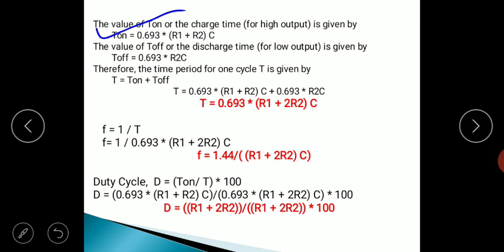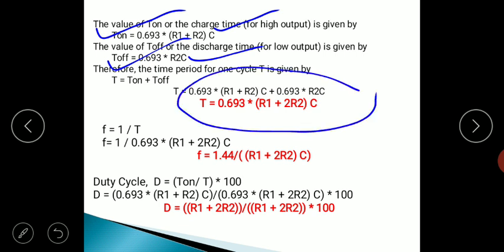Similarly, can you tell me what will be the off time? Because off time means it is the discharging time of the capacitor. So when it is discharging only through R2, we can write T off equal to 0.693 into R2 into C. So you can see here we have used both R1 and R2 for T on, and here we are using only R2. Therefore, the total time period T is the sum of these two times, T on plus T off. So T will be equal to 0.693 into R1 plus 2R2 into C. That is the total time period of the square wave generated at the timer.